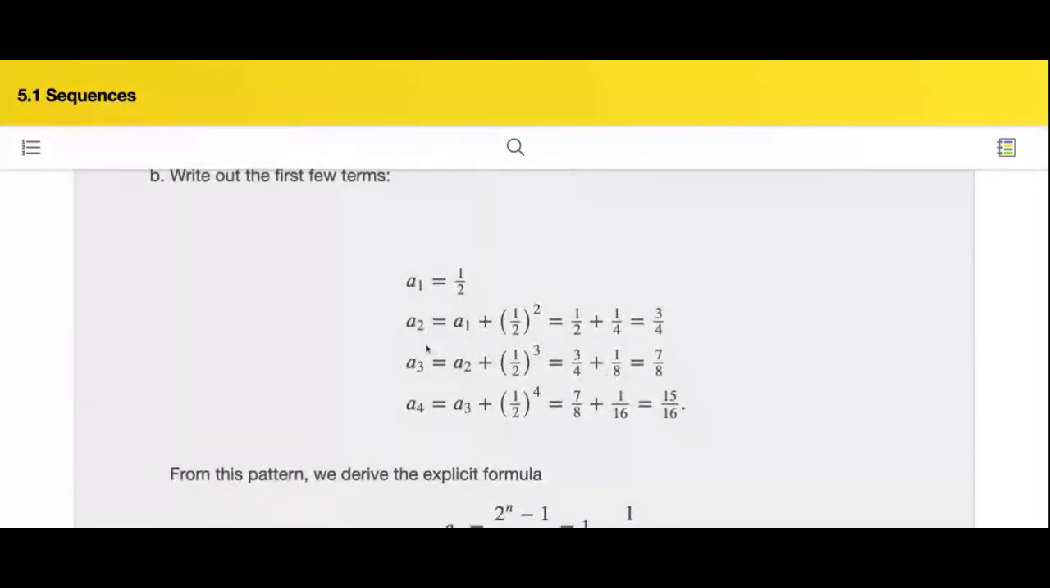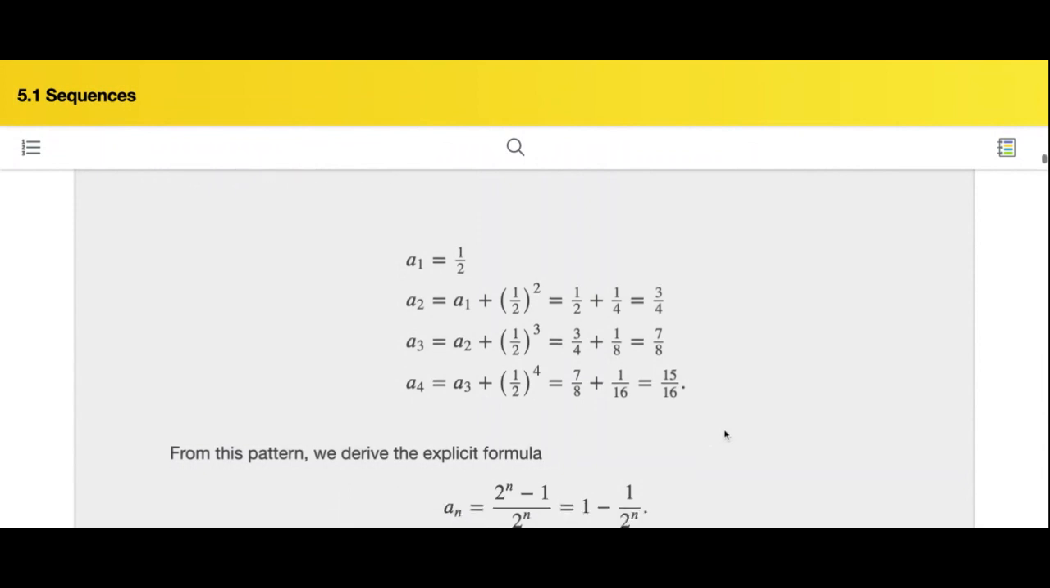So the first term is a half. The second term is the first term, a half, plus a half raised to the 2, which is a half plus a quarter, 3 quarters. A3, it keeps going, we add up, that's 7 over 8. A4, so we get 15 over 16. Let's observe the pattern.